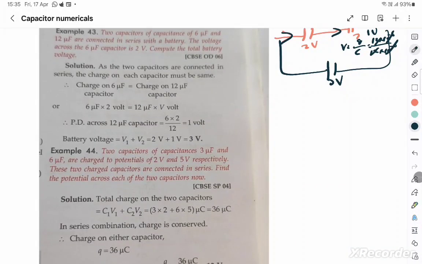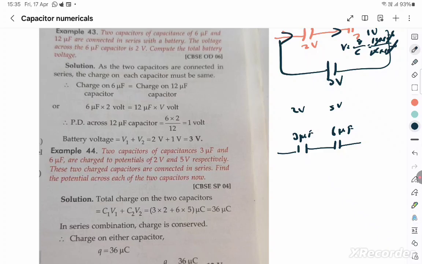Two capacitors of 3 microfarad and 6 microfarad are charged to a potential of 2 volts and 5 volts respectively. So in this sum you have a 3 microfarad and also a 6 microfarad. These two charged capacitors are connected in series. Find the potential across each of the two capacitors. Which means these two capacitors are already charged. Initially the first is charged to a potential of 2 volts, the second was charged to a potential of 5 volts, and now we are sharing it in series. Okay, so what is the potential now across the two capacitors?